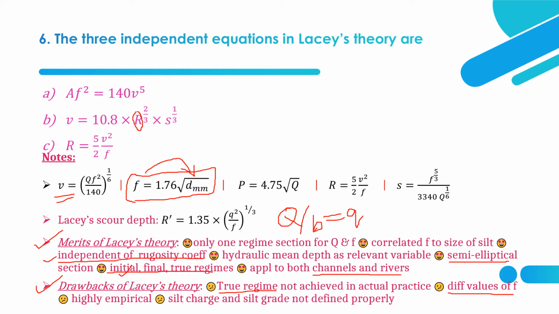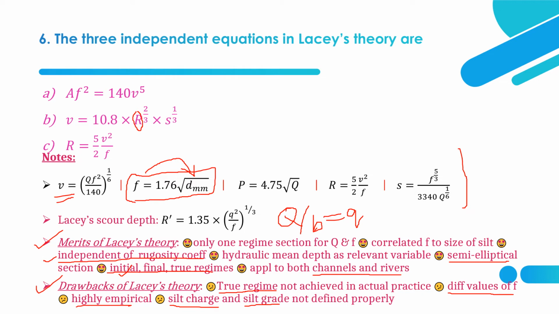So that's a drawback. And these formulas V, f, P, R, S are highly empirical, not dimensionally correct. There's some small drawback in Lacey's theory. And the silt charge and silt grade are not defined properly. What actually is the silt charge?